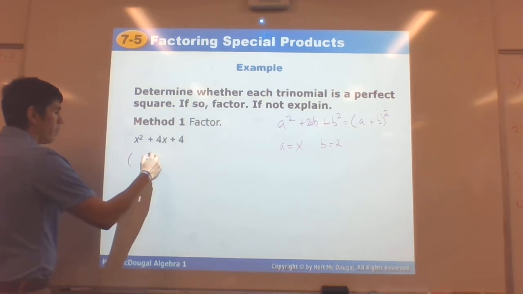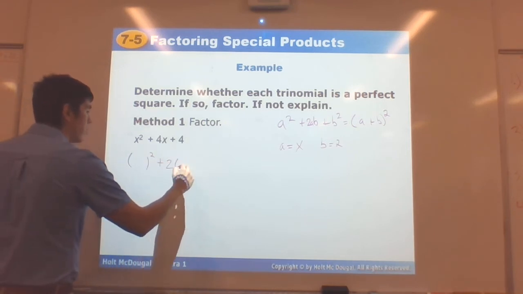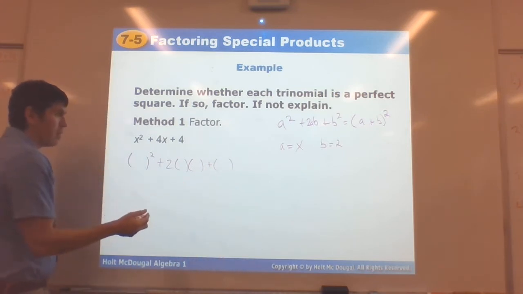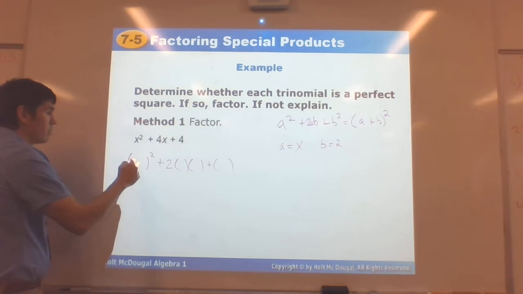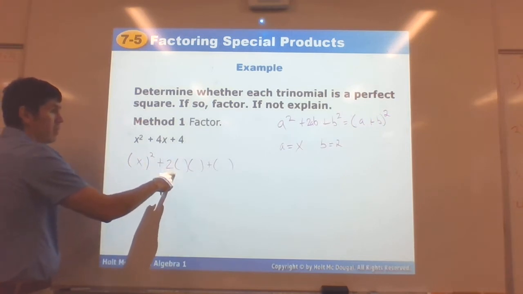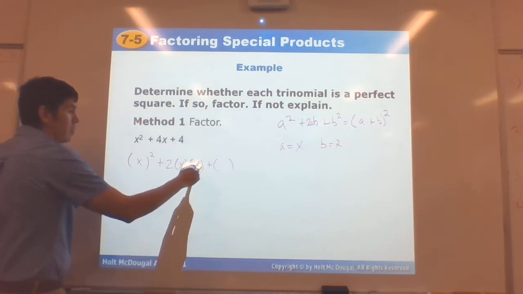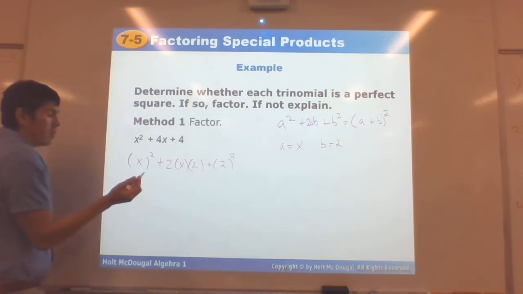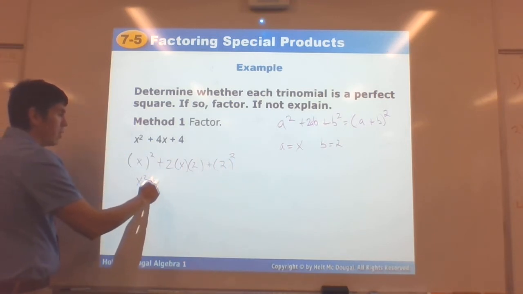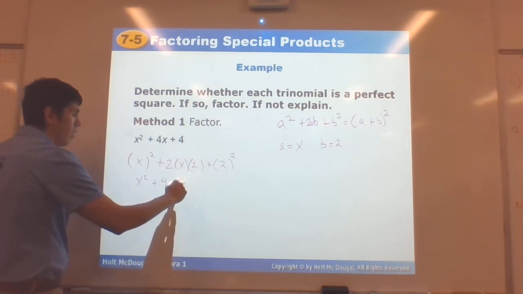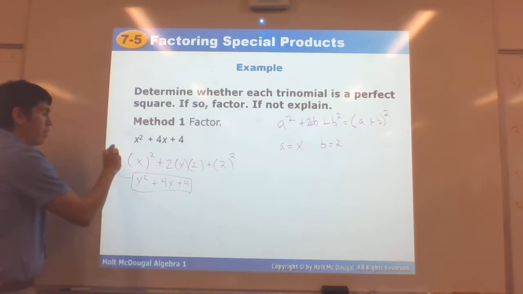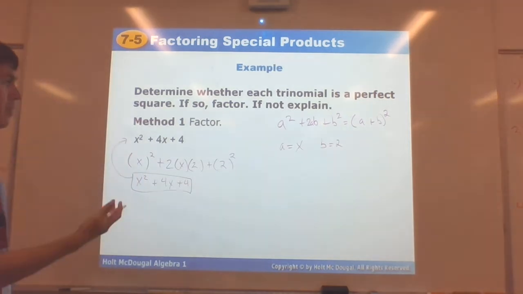Remember, before we were just practicing replacing my a's and my b's. I said my a is going to be x, and then my a is going to be x again. My b is going to be 2, and my b is going to be 2 there. Let's go ahead and evaluate: x squared plus 4x plus 4. This matches my original. It matches my original, and we can say this is a perfect square trinomial.